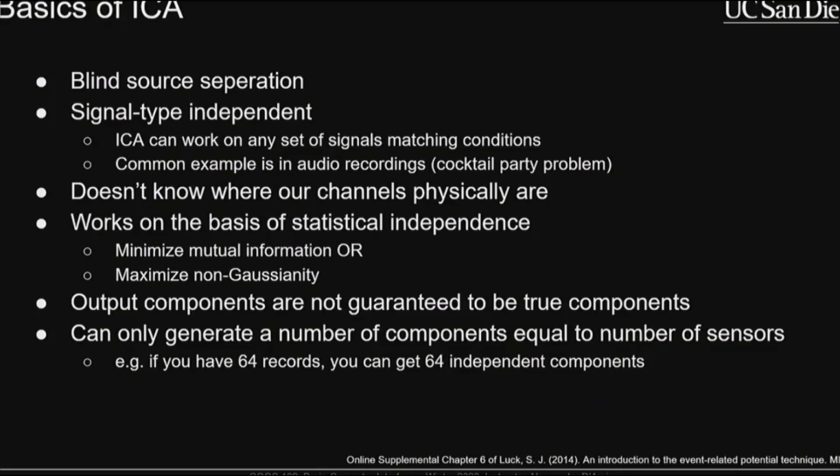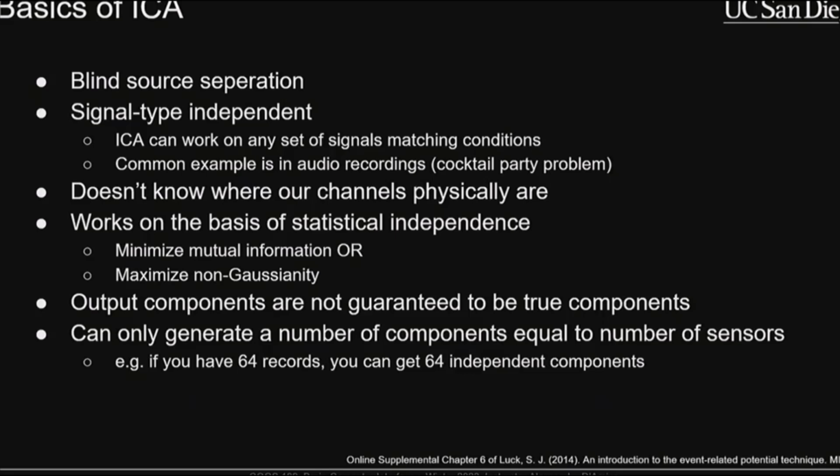And it can only generate a number of components, which we call independent components, equal to the number of sensors. So if you have 64 sensors, you can get 64 components. If you have 12 sensors, you can get 12 components. And this might be okay. It's not necessary that more is better, because you actually end up needing more time points the more sensors you have. Otherwise, you end up being over-parameterized and have less data to adequately learn a transformation.